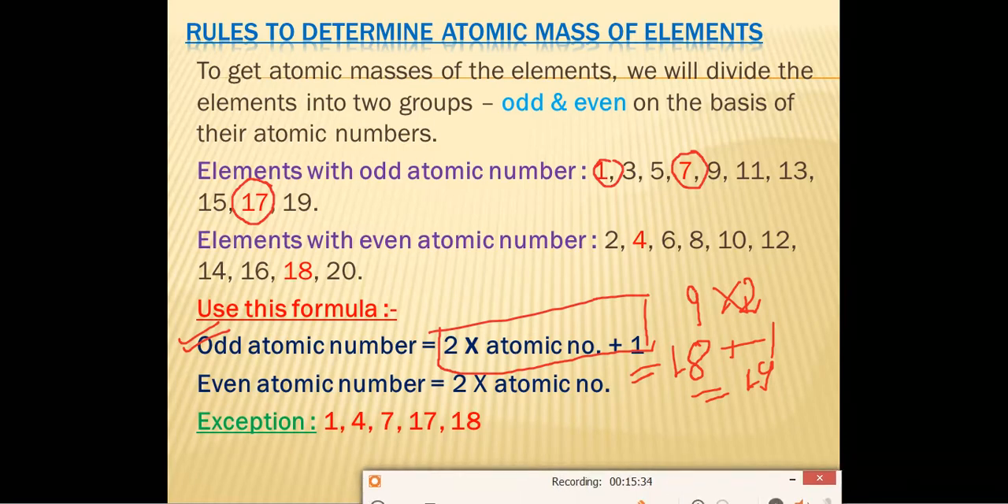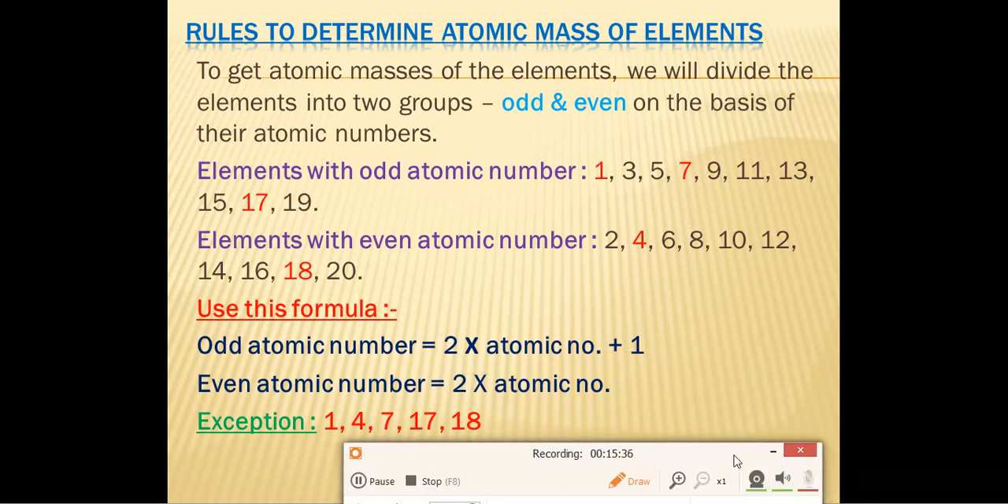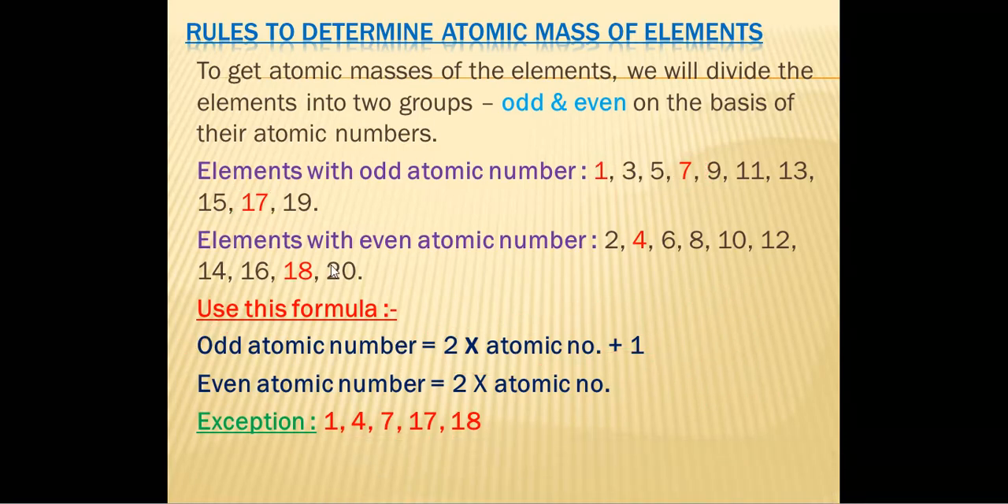Now we'll move our discussion to the elements having an even atomic number. The elements which have an even atomic number are 2, 6, 8, 10, 12, 14, 16, 18. Here also we have two exceptions, that is the elements having atomic number 4 and 18. For these elements we'll use different rules. For elements having an even atomic number, we'll simply multiply the atomic number with 2, or you can double the atomic number also.